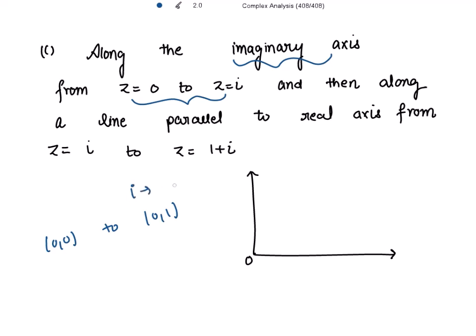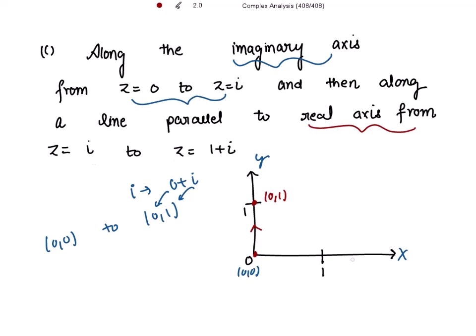Iota can be written as 0 plus iota, right? So real part is 0, imaginary part is 1. So this is the point 0, 0, this is x-axis, this is y-axis, and 0, 1, that is from this point to this point. It is the point 0, 1. So we have to find the integral along this line first, along the imaginary axis first, and then along a line parallel to the real axis from z equal to iota to z equal to 1 plus iota.